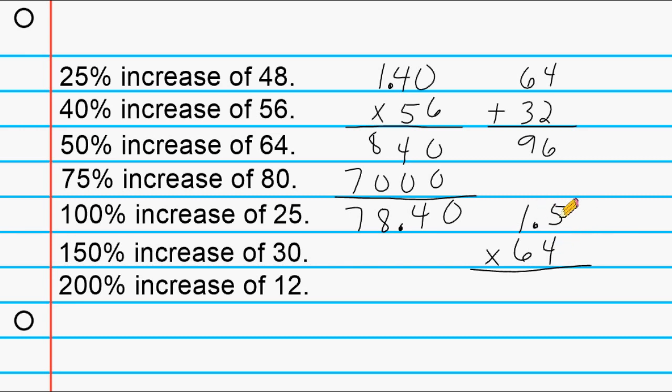And 4 times 15 is 60. Put a zero here. And 6 times 15 is 90. And then when we add everything together, we get a 9, a 6, and a 0, and then we put our decimal right here.